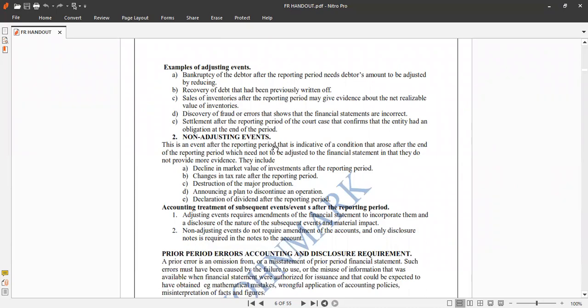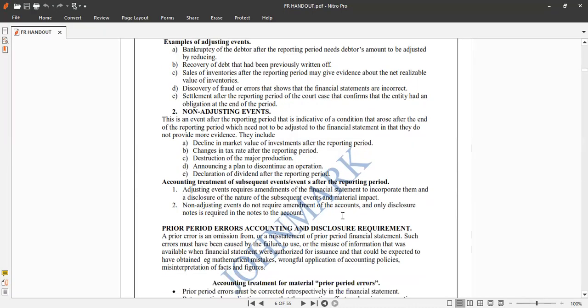Now, these are events after the reporting period that are indicative of a condition that arose after the end of the reporting period, which need not be adjusted in the financial statement, in that they do not provide more evidence. And they include a decline in the market value of investment after the reporting period, a change in tax rate, destruction of a major production plant, announcement of a plan to discontinue an operation, as well as declaration of dividend after the reporting period.